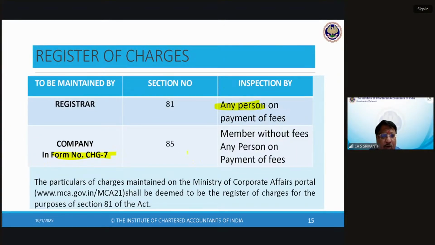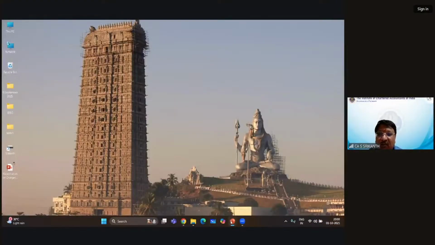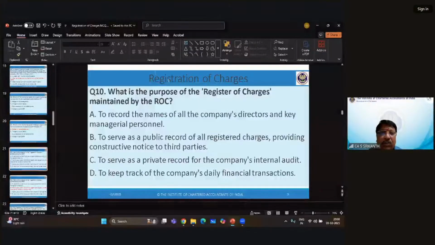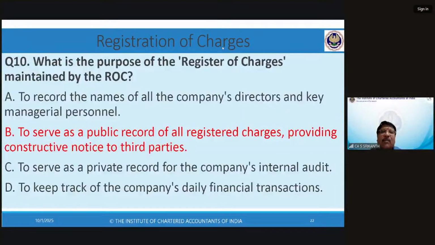Okay. So you go to the MCA, and in that portal, the data is there. That is called the register of charges. They don't have any book. It is online. So that is the concept. So 81, 85 and CHG 7. This register of charges only we have now discussed in our question. And you have all correctly answered, answer B. Correct. So moving on.